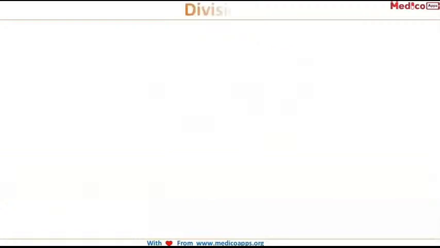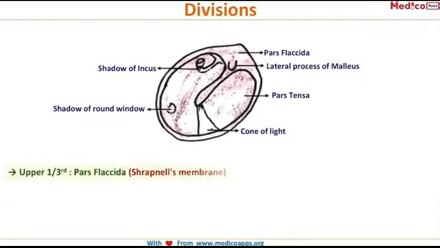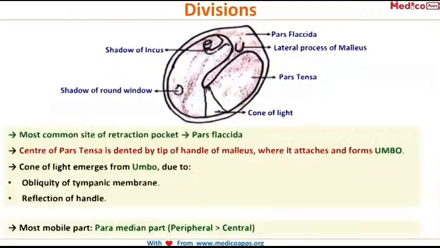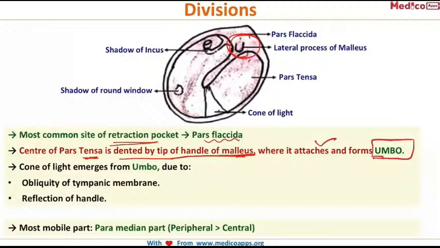Okay. Now we have just seen there are two divisions, that is the pars flaccida and the pars tensa. Pars flaccida is forming the upper 1/3 and pars tensa is forming the lower 2/3. So the most common site for formation of a retraction pocket is pars flaccida. Okay, and the center of pars tensa is dented by tip of the handle of malleus, where it attaches and forms the famous umbo. Okay, the cone of light emerges from the umbo over here.